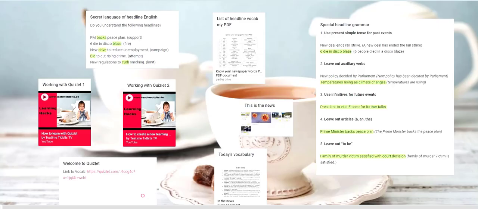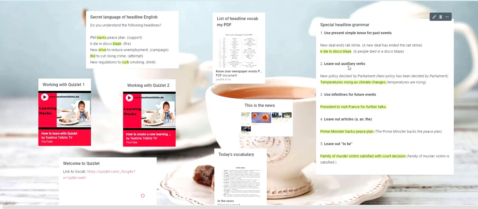The grammar also changes when you read newspaper headlines. Let's take a look at some of the ways that newspaper headlines grammar and normal grammar is different. First of all, they often use the present simple tense for past events. Let's take a look at our example from before. 6 die in the disco blaze. Of course, 6 died, it's over, so it's the past tense.